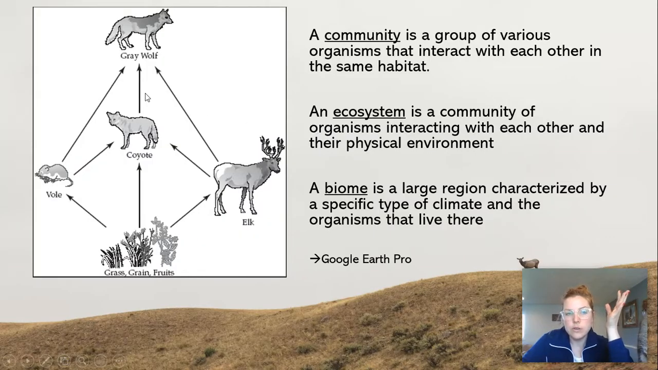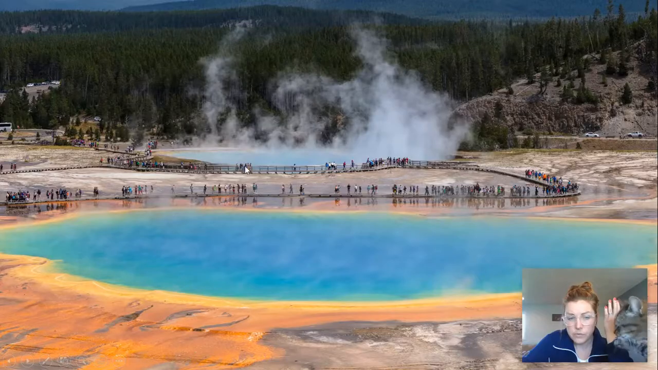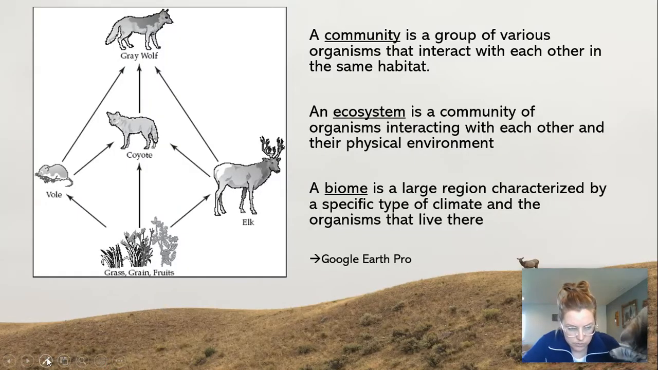So we know this is a food web. A food chain would just show probably a single line, like grass, grain, fruits, elk to wolf. But a food web encompasses all these different organisms and how they interact with each other in the same habitat, which is a community. Oh, let me try and get my laser here. So a community, that's essentially what every food web is showing. Organisms interact with each other.